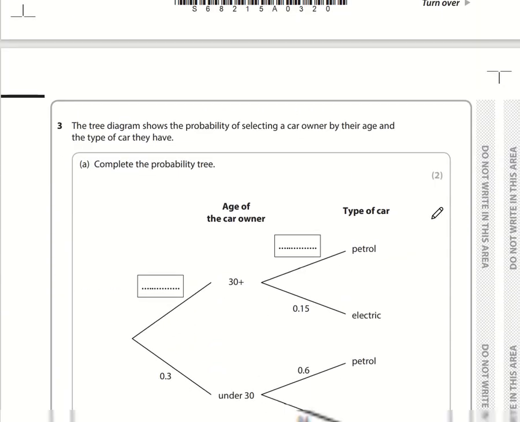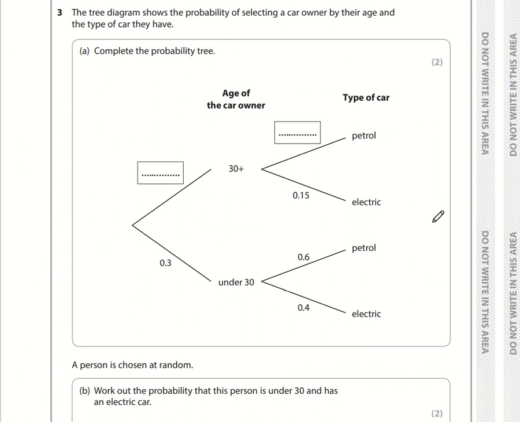Okay, moving on to question number 3. So the tree diagram shows the probability of selecting a car owner by their age and the type of car they have. So we need to complete the probability tree. So if the probability that they're under 30 is 0.3, then the probability that they're over 30 is 1 take away 0.3, so that is 0.7.